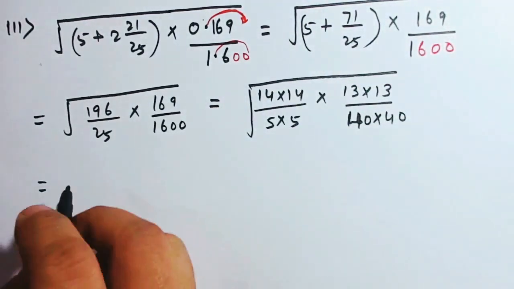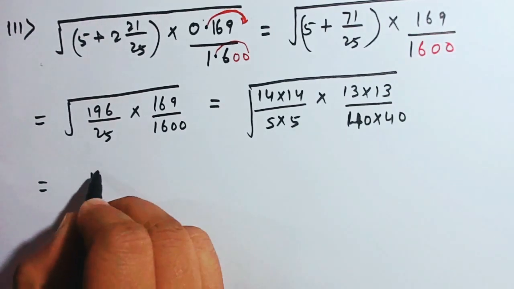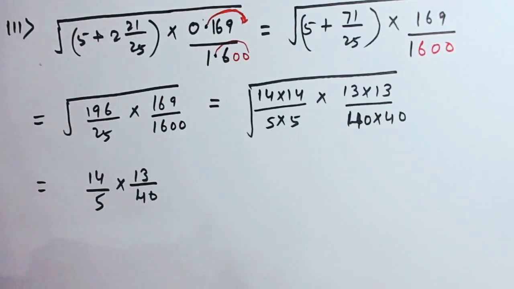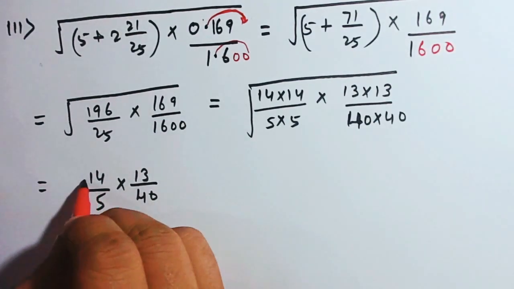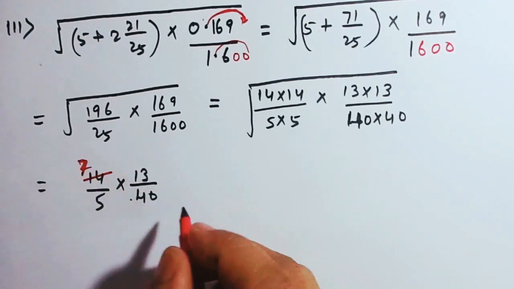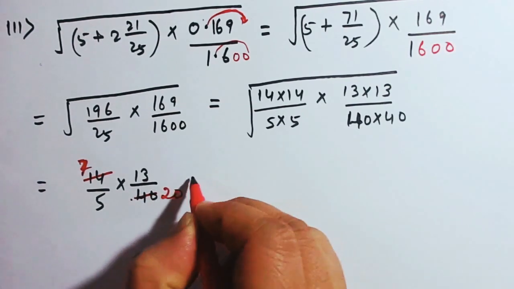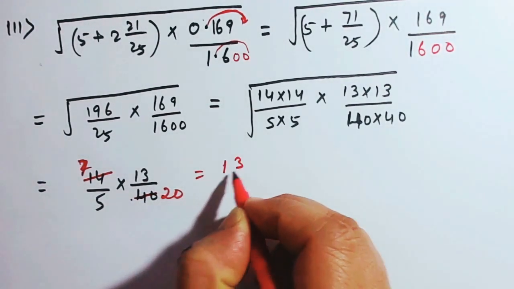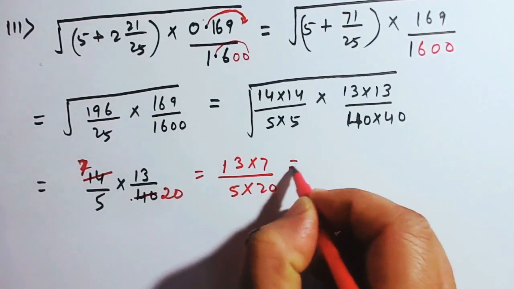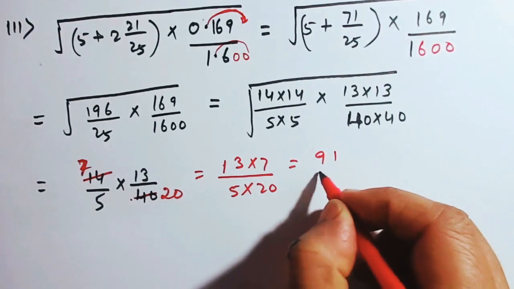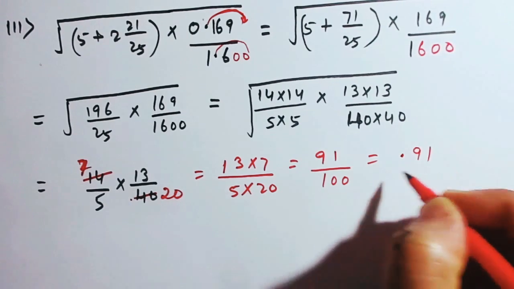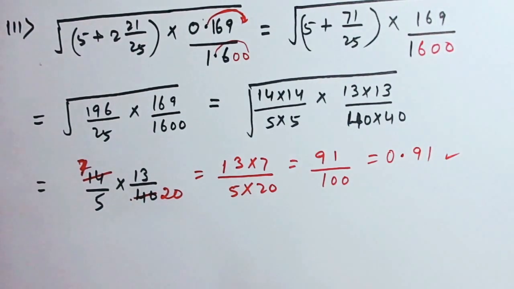Even I can make mistakes. Now 14 by 5 multiplied by 13 by 40. Let me see if I can cancel. Yes, of course I can cancel. 7 2 times, 2 7 times and 2 20 times. So here I'll get 13 into 7 by 5 times 20. This will give you 91 by 100. And you know 91 by 100 will be 0.91, or you can say 0.91 as your solution.